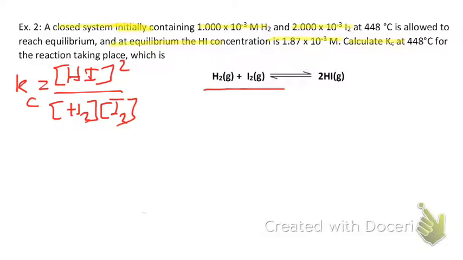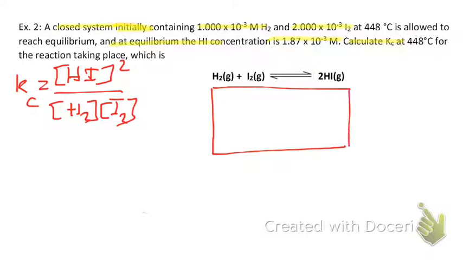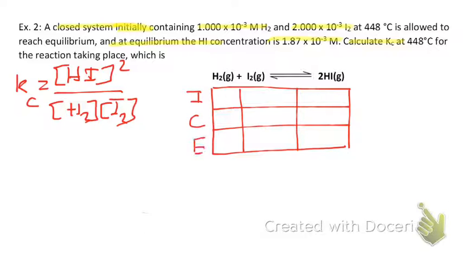So essentially I'm going to make a table here. I'm going to put some lines down like so, and make a nice table. Now I'm going to put I, C, and E, okay, my ICE table.